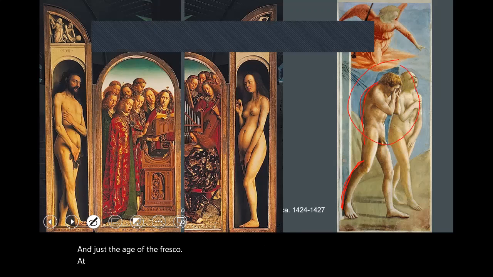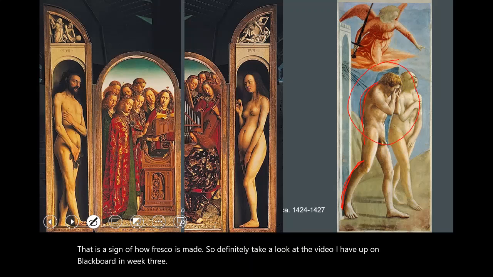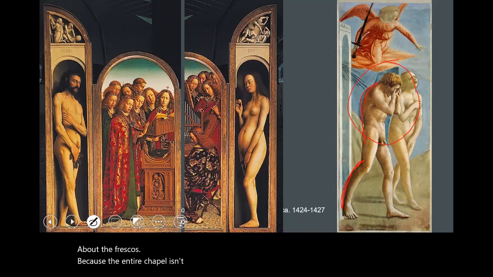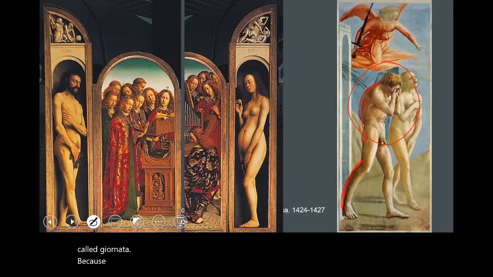This part here where you see the darker blue and kind of a jagged puzzle piece, that is a sign of how fresco is made. So definitely take a look at the video I have up on Blackboard in week 3 about the frescoes, because the entire chapel isn't done in one setting. There are certain sections even of each scene that would take a day to complete. So they're called giornata because giorno, the Italian for day, they are what can be completed in one day.